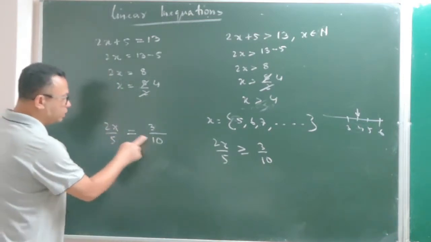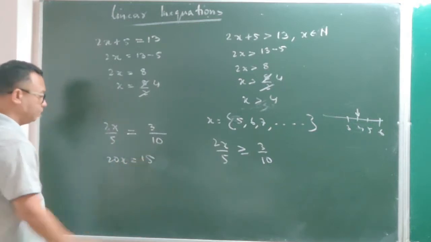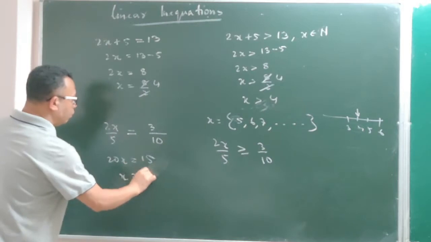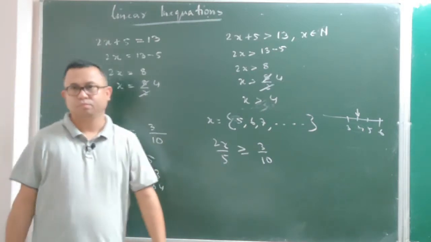So if I multiply 2x into 10, it becomes 20x, and that side is 15. So x will be equal to 15 by 20. If I cancel it, 3 by 4. That means the value of x is 3 by 4.